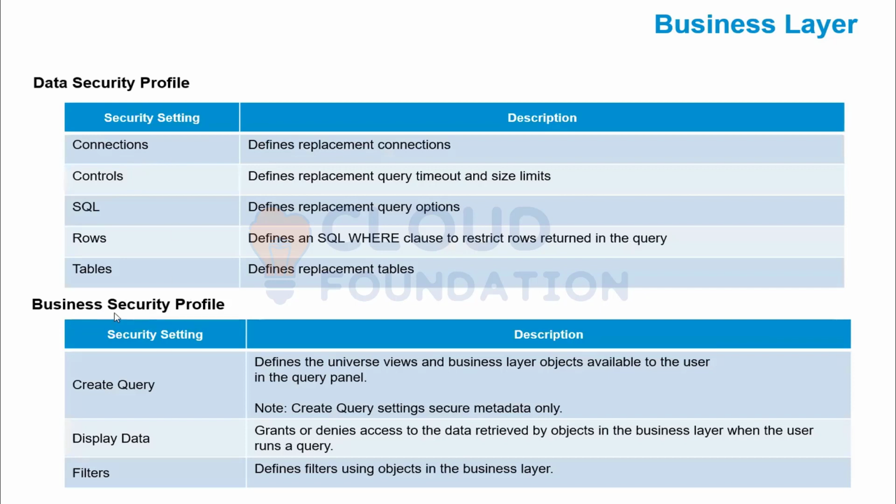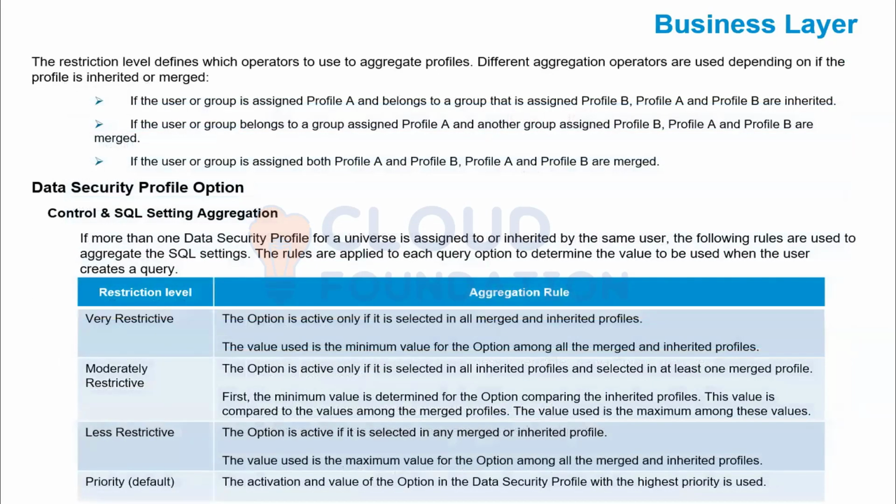We have two security profiles in the universe, a data security profile and a business security profile. The business security profile is defined on the universe views and business layer, whereas the data security profile is defined at the connection level itself. These are some options available in the data security profile: the restriction level, which can be very restrictive, moderately restrictive, less restrictive or priority. Based on the sensitivity of data, we will put the restriction level.